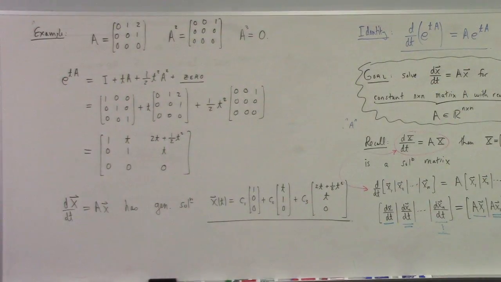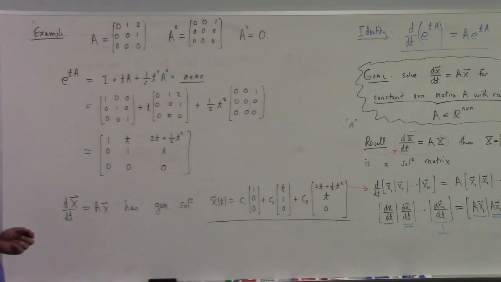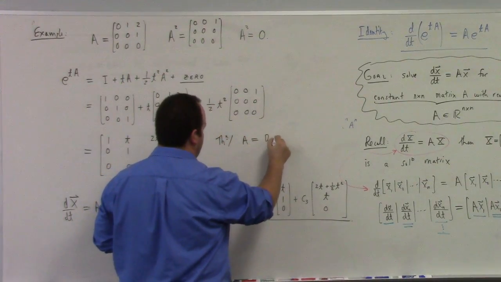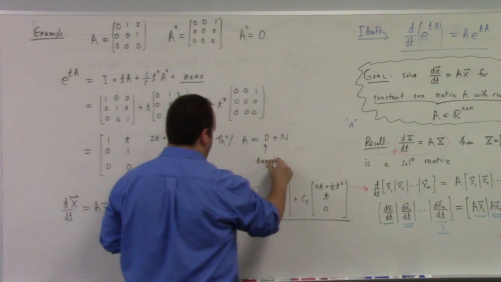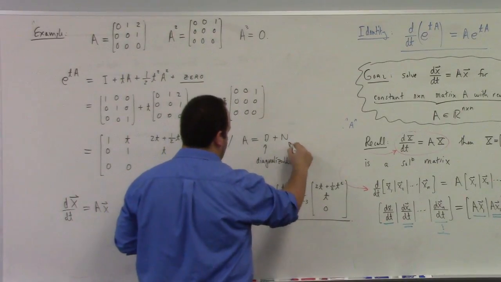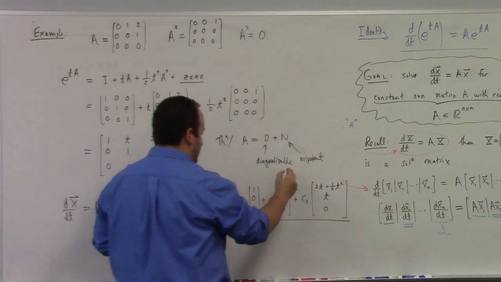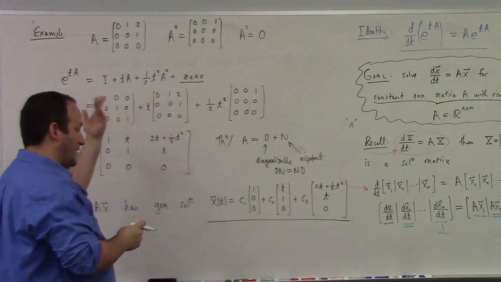All right. This problem, though, is very special. It is, in fact, generally the case that you can write a matrix in terms of what's called a nilpotent piece and a diagonal piece. Any matrix can be written as the sum. There's a theorem that says that A is equal to D plus N. So this is a diagonalizable piece, and this is a nilpotent piece. In fact, these commute, so D times N is equal to N times D. That's part of the theorem.